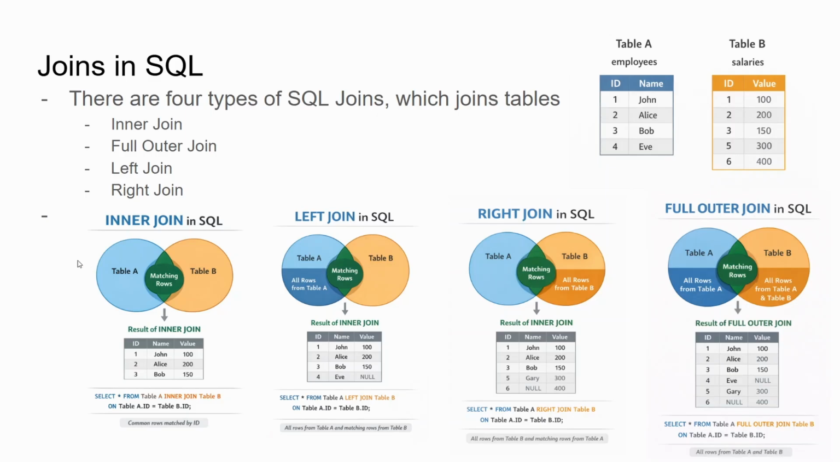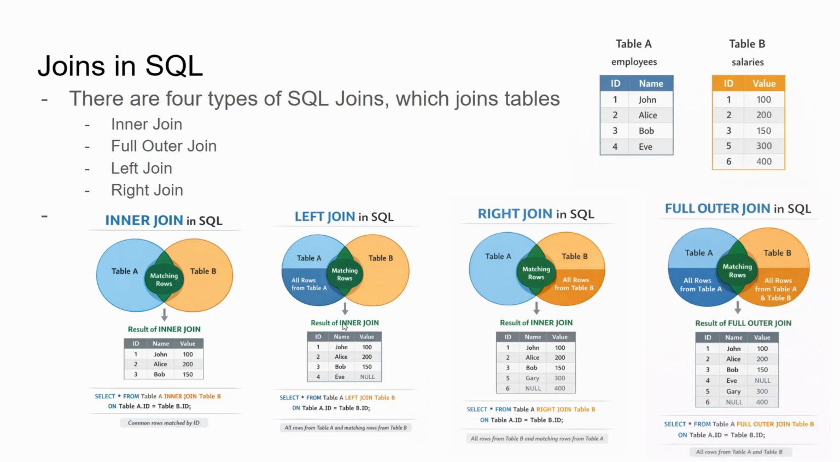Now, if I do an inner join, I'll get the matching rows from table A and table B. Therefore, I will get details for ID 1, 2, and 3, which are common between the two tables: John, Alice, and Bob. I will get all of the values because I have put a select star here. If I wanted only particular columns, I could have specified those column names instead of the select star. In a left join, I will bring all of the rows from table A, since table A is on the left, along with the matching rows from table B.